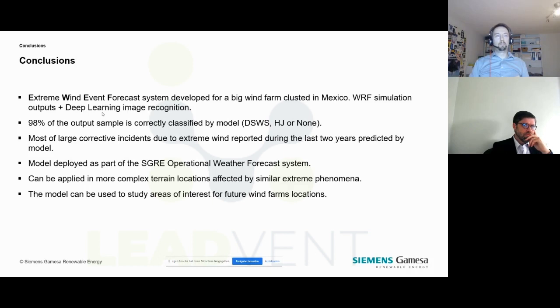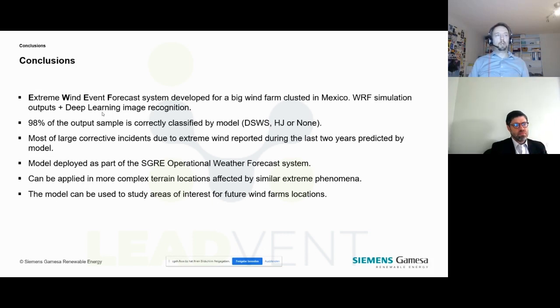The model performs very well, so it has a very high accuracy, and yeah, most of the large corrective incidents that we have seen over the last 2 years were correctly predicted by the model. And currently the deployment is ongoing of the model. So we are currently deploying it as part of the Siemens Gamesa operational weather forecasting system.